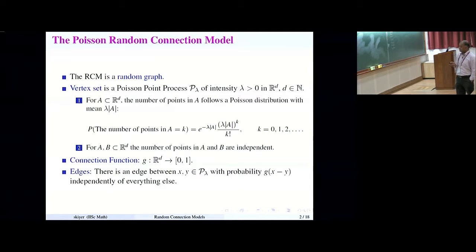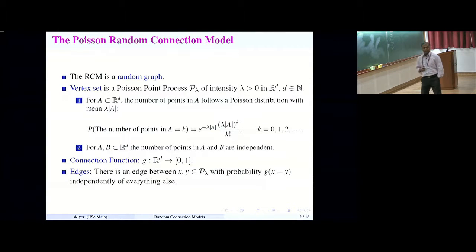So the vertex set would be a Poisson point process of a given intensity lambda in R^d, with the Euclidean metric. What a Poisson point process means is that if you take any subset A of R^d, the number of points would be Poisson distributed with mean lambda times the volume of A. And for two disjoint sets A and B, the numbers of points in A and B are independent.